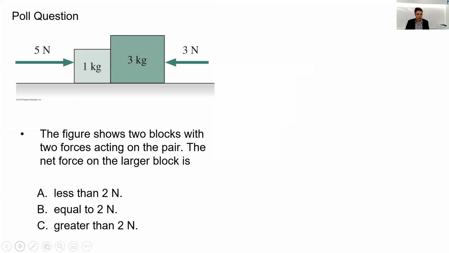Okay, the figure shows two blocks with two forces acting on the pair. Someone's pushing to the right on the 1 kilogram block with 5 newtons, someone's pushing to the left with 3 newtons. The net force on the larger block is A, less than 2 newtons, B, equal to 2 newtons, or C, greater than 2 newtons. Let's think about this one. I guess it's the magnitude of the net force that is less than, equal to, or greater than, I should say.